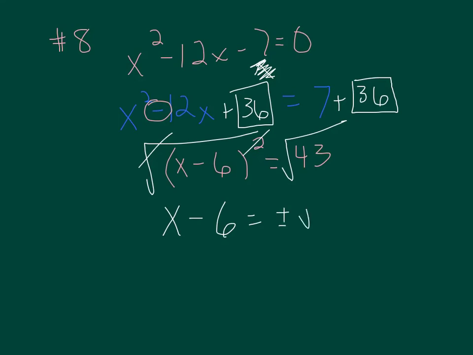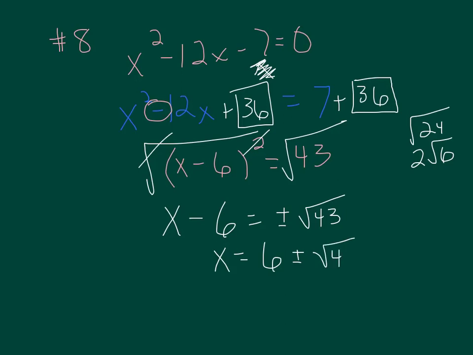Now, if it could break down, I have to break it down. Like the square root of 24, that becomes 2 radical 6 when you break it down. But the square root of 43 doesn't. So I'm done as long as I just add the 6 to both sides.